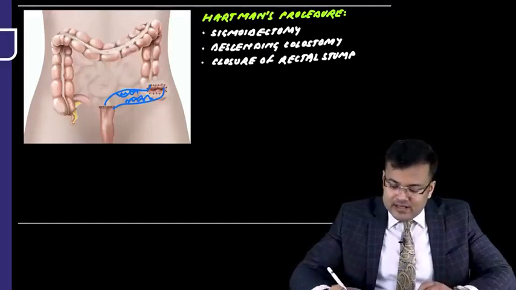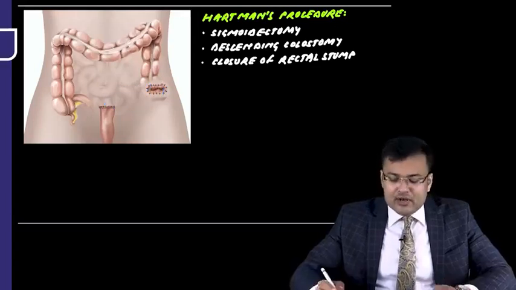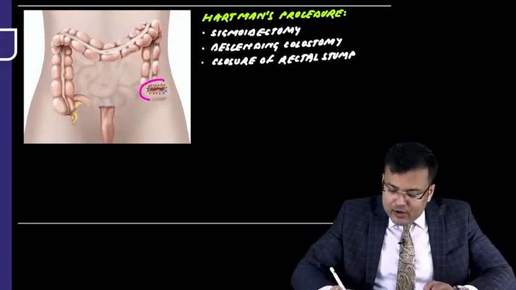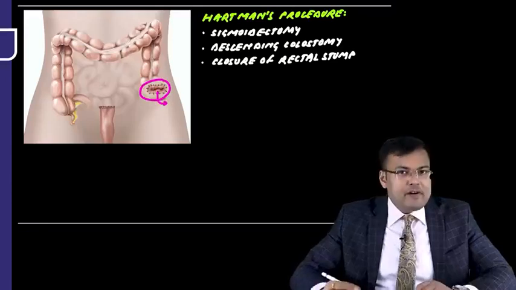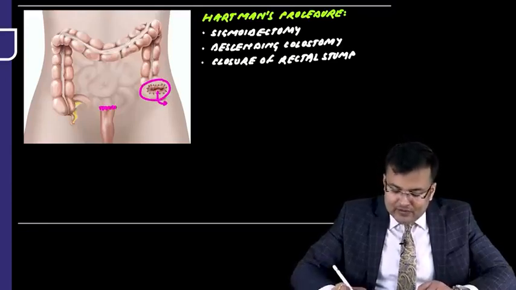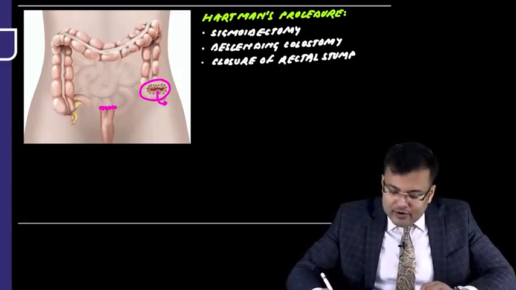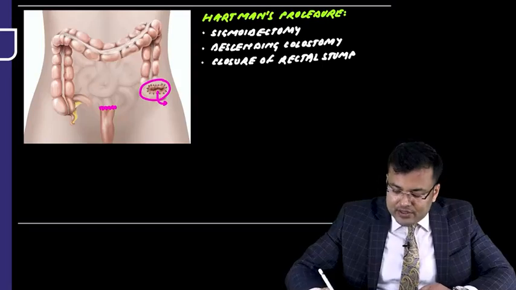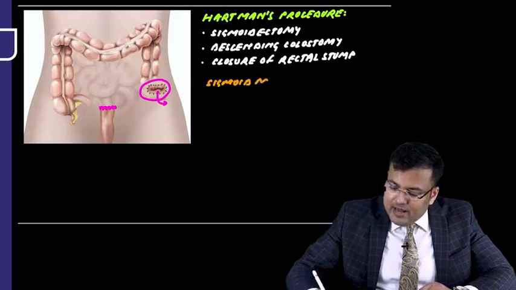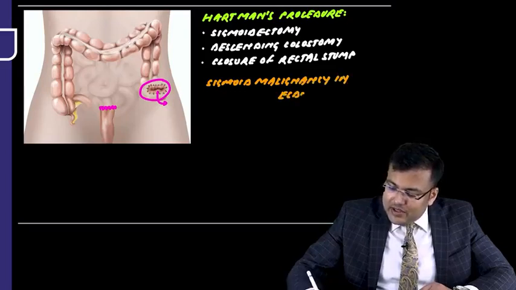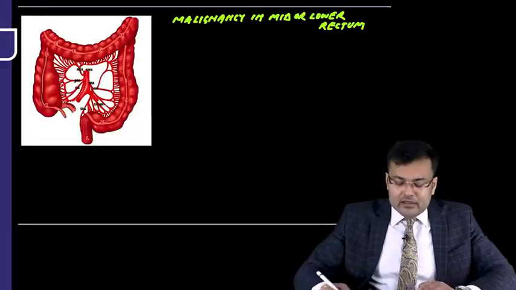So we don't take risk here. What we perform is sigmoidectomy, and we take out this descending colon. So we perform descending colostomy and we perform the closure of rectal stump. So this is Hartmann's procedure, and it is done for which patients? It is done for the patients who are having sigmoid malignancy. This is done for sigmoid malignancy in elderly patients.